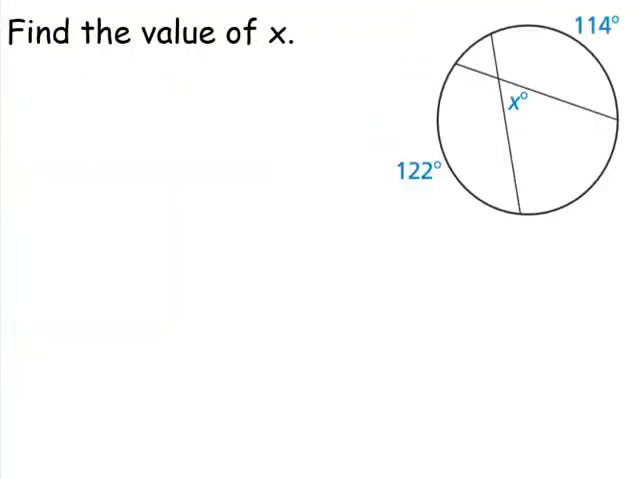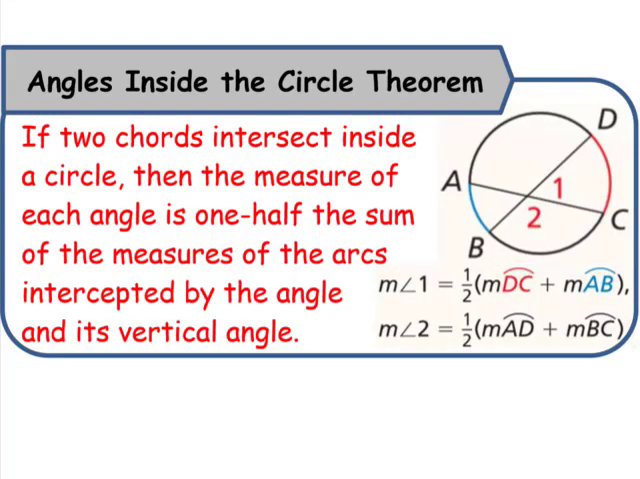Find the value of x. In this case, we're going to use the angles inside the circle theorem. If two chords intersect inside a circle, then the measure of each angle is 1/2 the sum of the measures of the arcs intercepted by the angle and its vertical angle. It just states that angle 1 is equal to the average measure of these two arcs. Angle 2 is equal to the average measure of these two arcs.